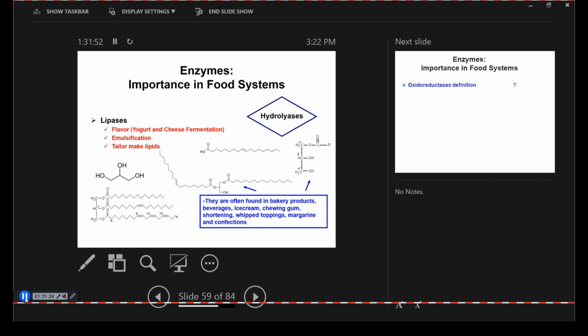So this is your triglyceride. When it breaks, you get glycerol and free fatty acids, or sometimes you have monoacylglycerol or diacylglycerol.